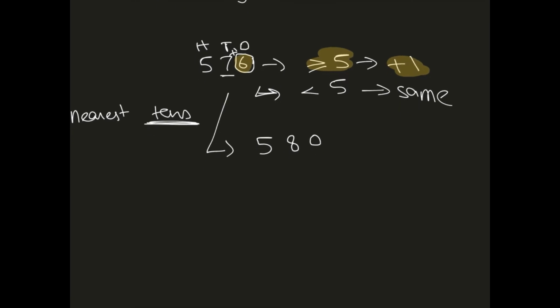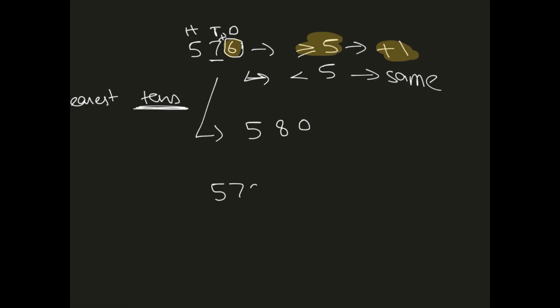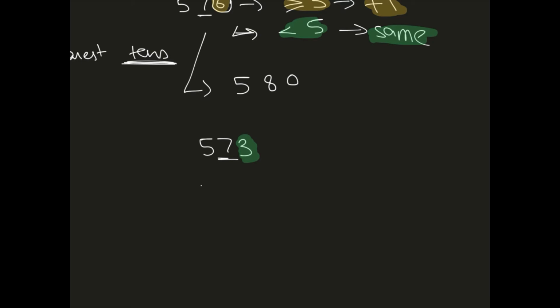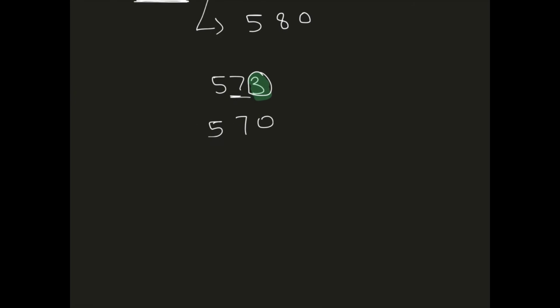So if instead of 576 over here we had 573, now the second condition is being fulfilled. The number on the right hand side of the underlined number is less than 5, so the underlined number will remain the same. Anything on the left hand side of the underlined number remains the same, so 5 remains the same, the underlined number also remains the same, and the circled number will be 0. Let's look at a bigger number.